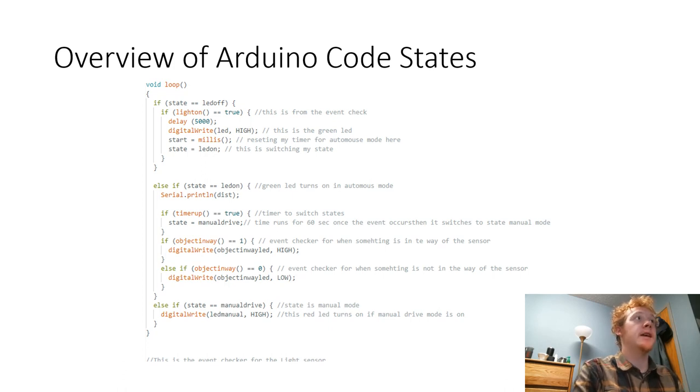My first state is LED off, which is not shown. My second state is LED on. My third state is manual drive. These states can be switched when an event happens.